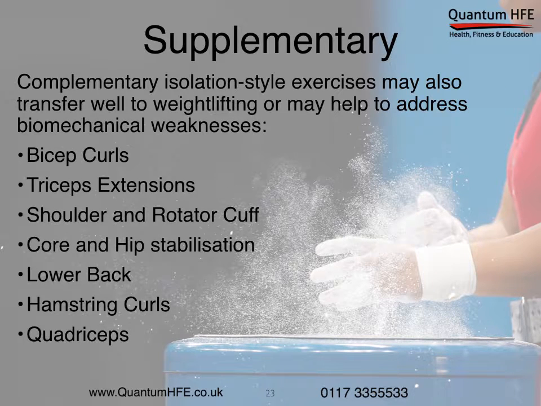Other supplementary movements, so complementary isolation style exercises, may also transfer well to weightlifting or may help to address biomechanical weaknesses. Bicep curls may help with the pulling phases, tricep extensions for any pressing work or overhead work, shoulder and rotator cuff for both pulling and pressing and stabilization, core and hip stabilization for catching and stabilizing the core for lifting. Lower back, as we said, is a key weak area, which is why it's so heavily trained with weightlifters. Same thing with hamstring curls and other hamstring exercises to train those as both hip extensors and knee flexors, and also the quadriceps, just as part of the squat movement pattern.